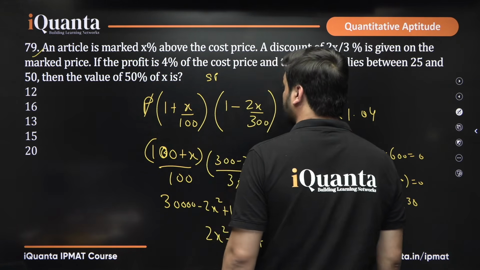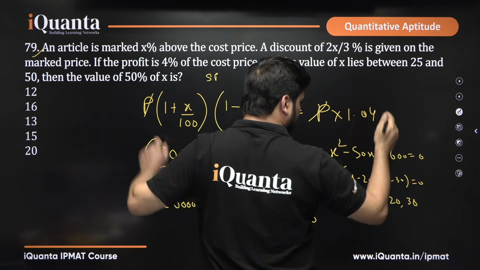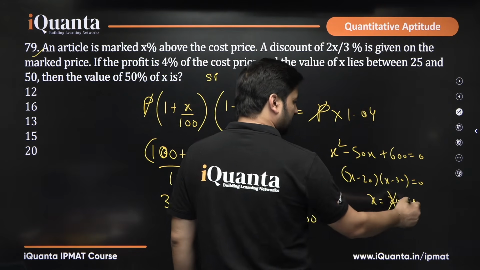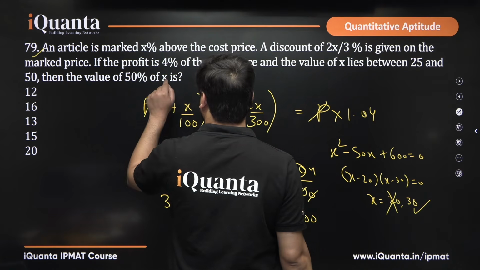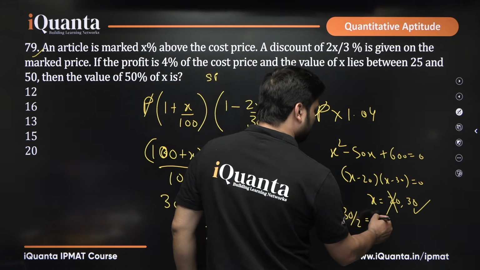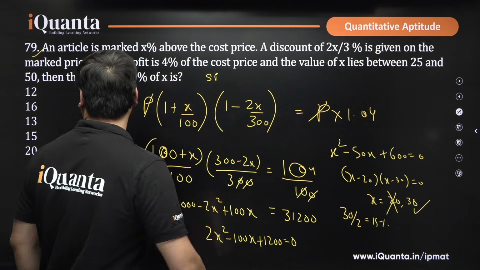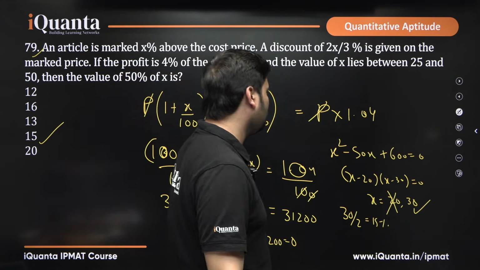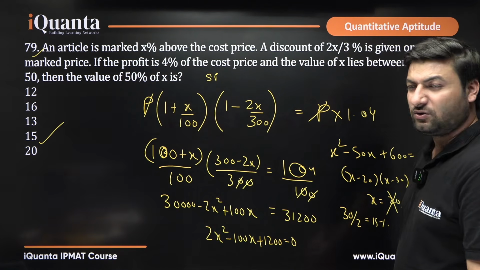Which one will you accept? X lies between 25 and 50, so you will discard this value 20. That means this is your value of x. You wanted 50% of x, that means half of 30. Half of 30 will be 15%. That's your answer for this question. Do you have 15? Yes, that's your answer. So this is a very easy question, not a very difficult one.